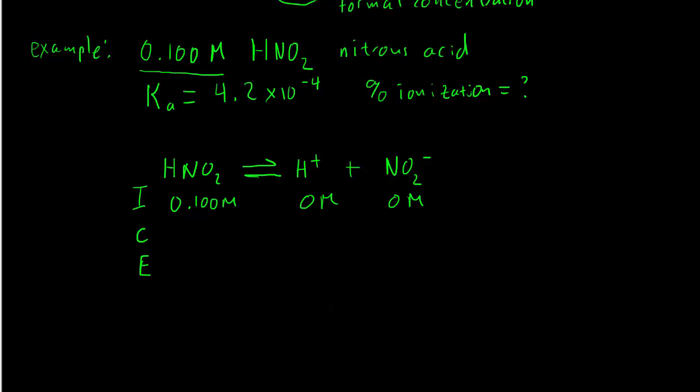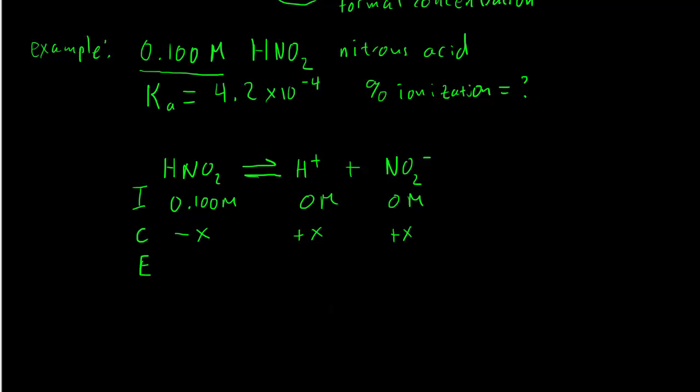So there's going to be some change. So some of this is going to dissociate, so it's going to go away. So we put a minus sign. How much? We don't know. So we're just going to call that x. Let x stand for that unknown amount. So if we lose x moles per liter of HNO2, we will gain, so plus sign, x moles per liter of H plus and x moles per liter of NO2-.